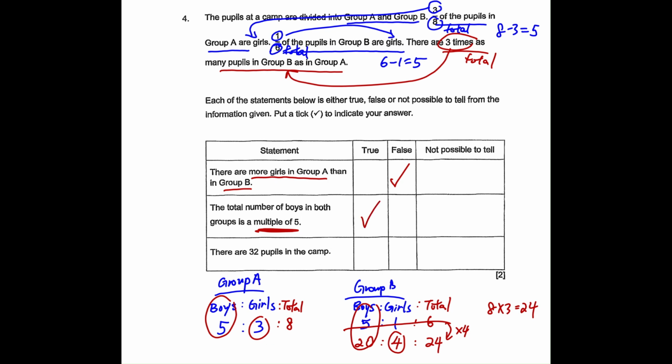There are 32 pupils in the camp. We don't know exactly how many pupils there are because all the information given to us are in forms of fractions. So that's not possible to tell. Alright, for this question. For the next question, question 5.